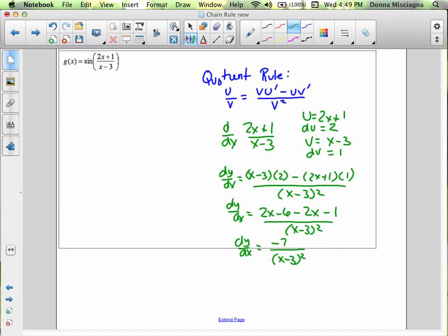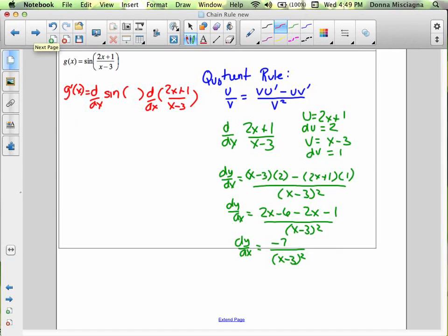All right, so now let's find the derivative of this one. So we have g prime of x. It's going to be the derivative of sine blop times the derivative of the blop. And of course the blop is 2x plus 1 divided by x minus 3. And we have figured that part out. All right, so that's why it's good to have that off to the side, because you kind of want to do things separately. If you're trying to do everything at once, sometimes it gets too confusing.